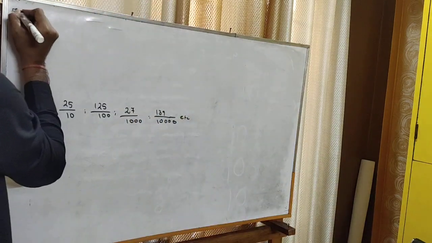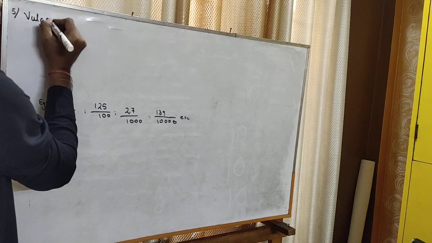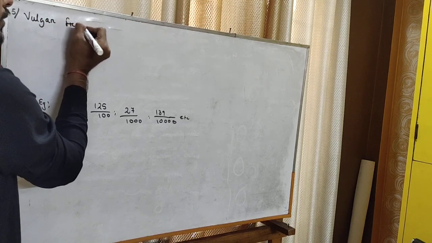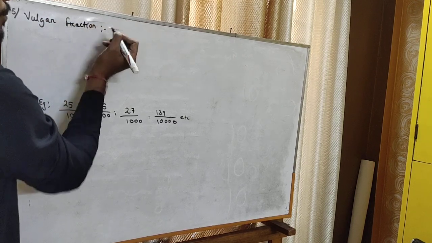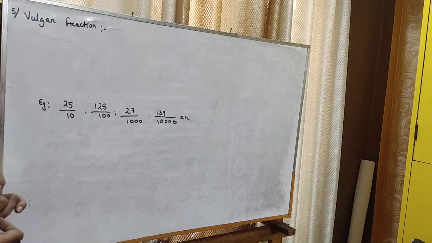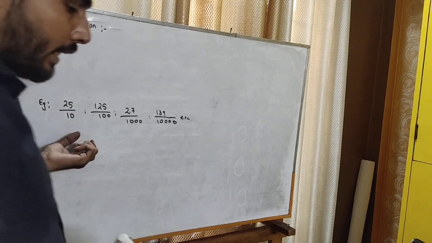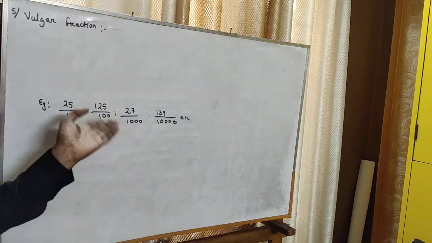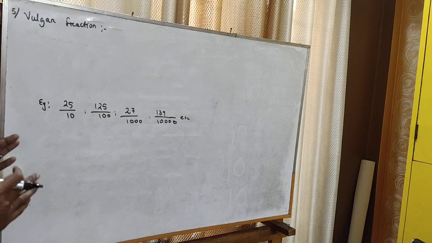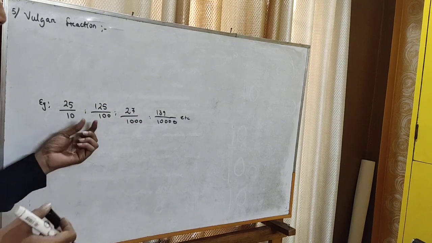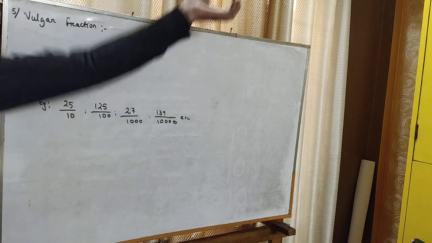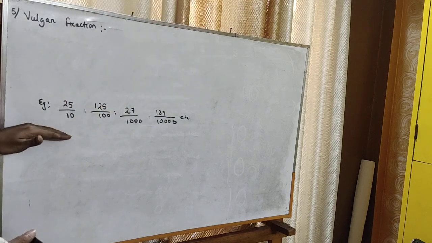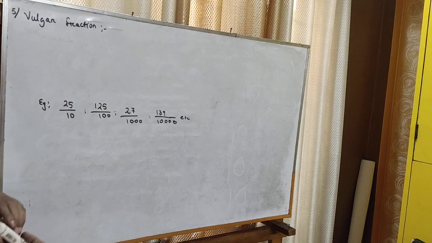In the book it is written as vulgar fraction. Vulgar fraction is the very opposite of decimal fraction. Decimal fraction has a denominator of 10, 100 or powers of 10. So a vulgar fraction will have a denominator other than 10, 100, 1000, 10,000 and so on.